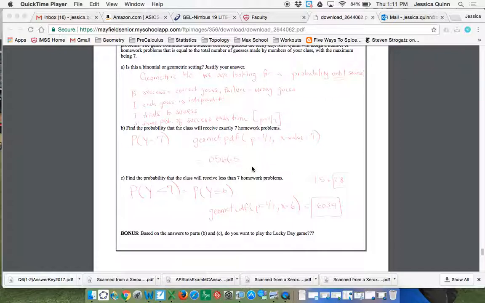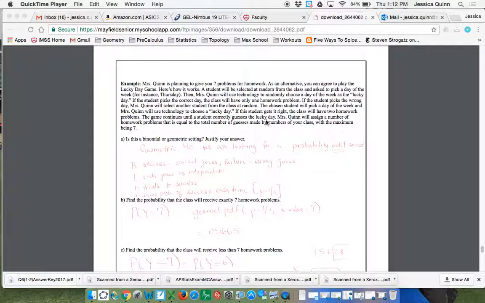The probability that you would have less than 7 homework problems. So remember, you have to convert this into a less than or equal to. So the probability that y is less than 7 is the same thing as the probability that y is less than or equal to 6. So you do CDF for that, and so you got about a 60% chance that you would end up with less than 7 homework problems.